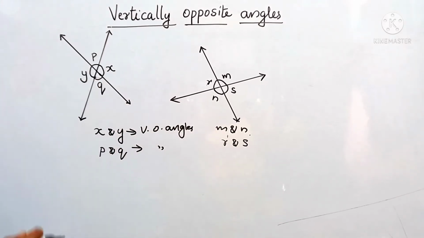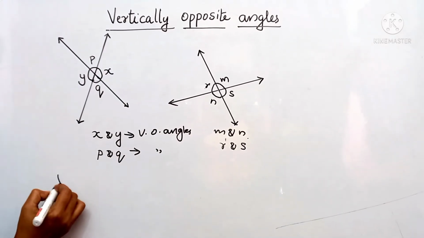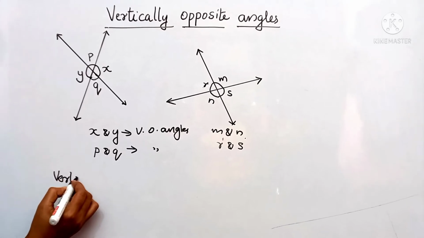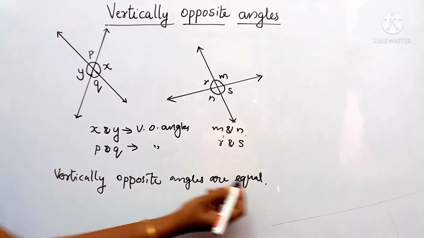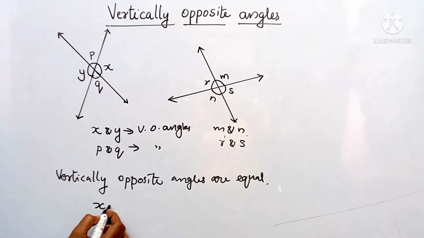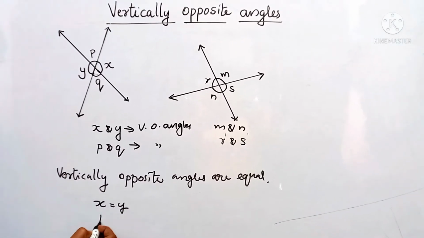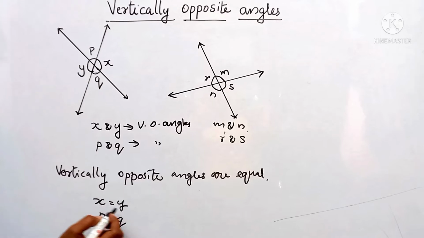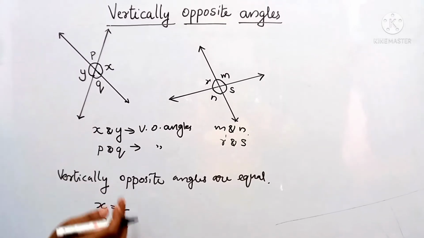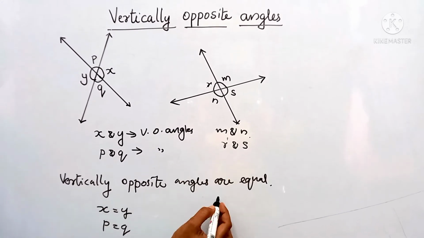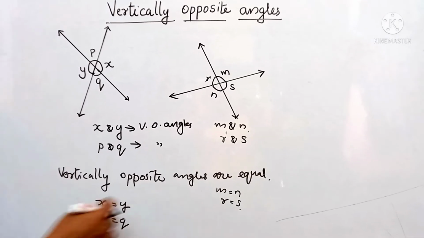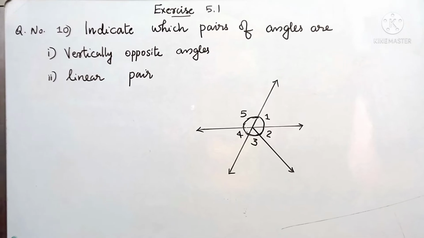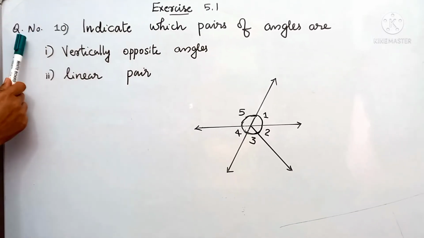And another fact is these vertically opposite angles are equal. Therefore we can write x is equal to y, P is equal to Q, because vertically opposite angles are equal. And here also we can write M is equal to N and R is equal to S. Now we can do some exercise problems.